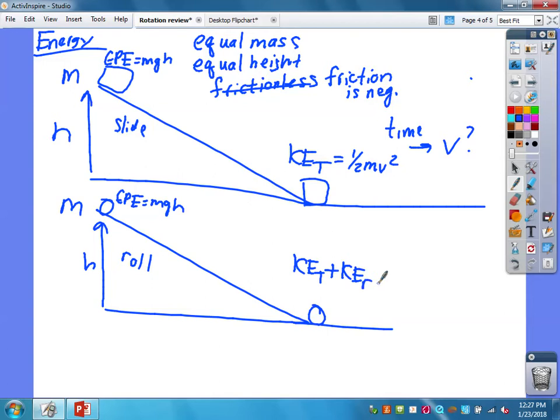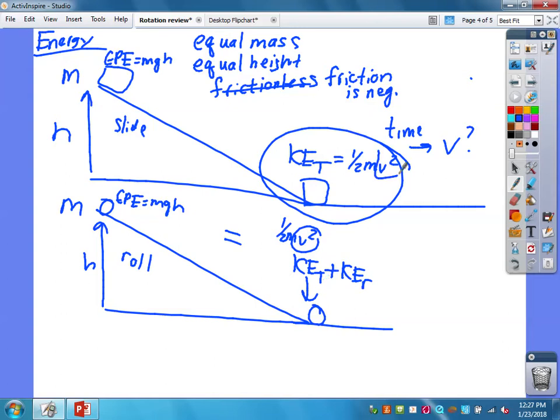And now we have basically the justification for our answer. Which object will reach the ground first? It's going to be the one that slides, because all of that gravitational energy is changing into linear, translational kinetic energy. While this gravitational potential energy has to change into both translational and rotational, which means the velocity of the rolling ball is less than the linear velocity of the sliding block. So that is something we have to pay attention to now.